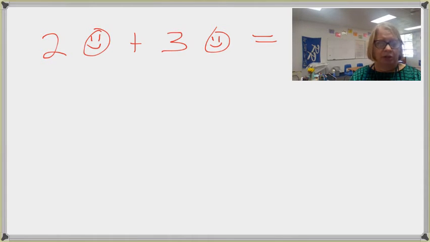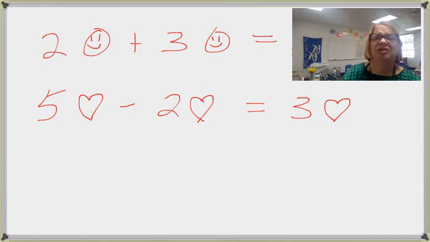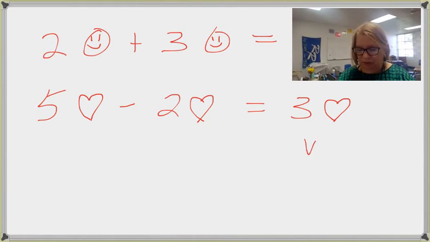Then we had another one that was like 5 hearts minus 2 hearts. Since those hearts are both the same, we can combine those. 5 minus 2 is 3. We would be using the smiley face or the heart to represent some number, so that would be in place of what's called a variable.